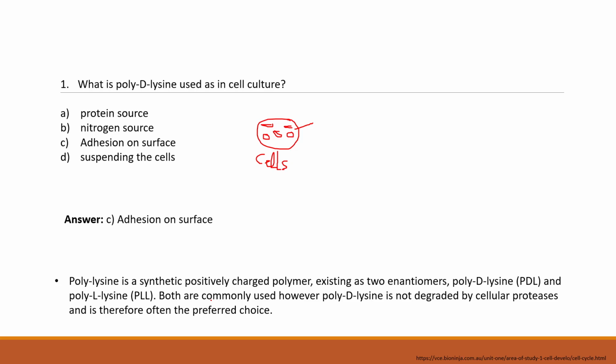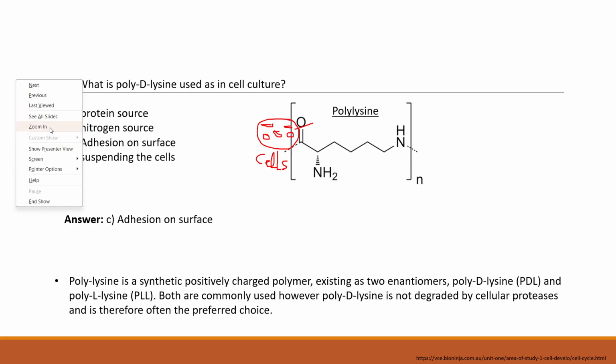They are the same molecules, the same amino acids, but they are like mirror images. They are like your left hand and your right hand. Okay, so they are the same thing. They have the same structure. So this is the structure of your lysine. This is your lysine, and this is your polylysine. The part within the bracket is your lysine.